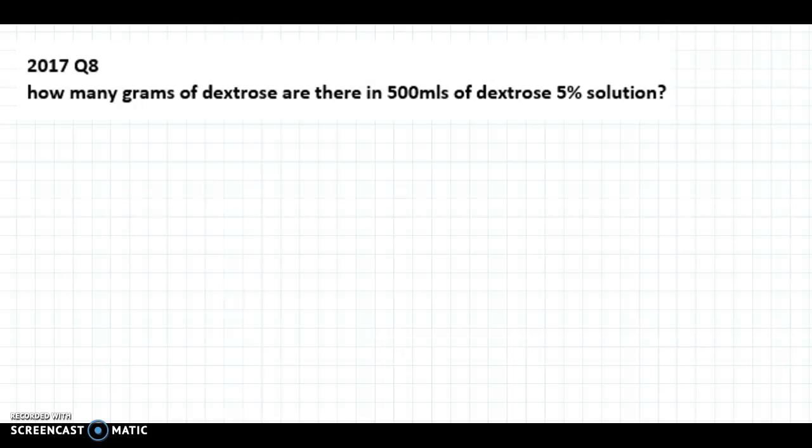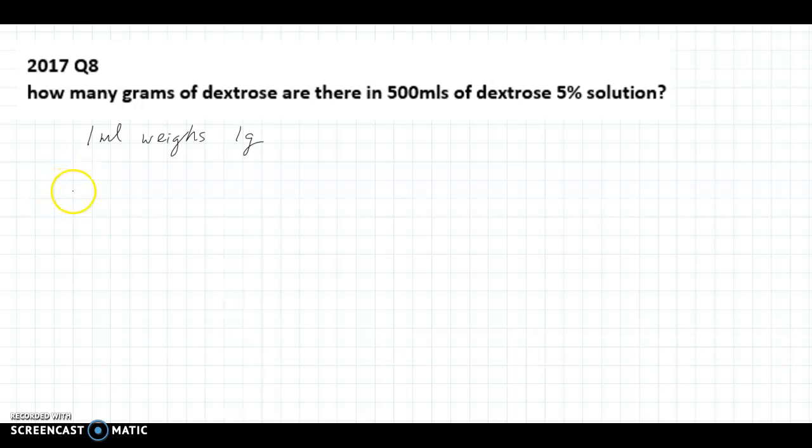Now, how many grams of dextrose are there in 500 mils of dextrose 5% solution? One of the keys to this question here is to realize that 1 mil of this solution is equivalent to, or 1 mil weighs 1 gram. Right. There's an equivalence between them. So let's get 1% of 500 mils first.